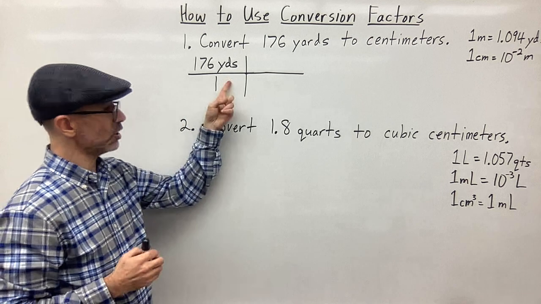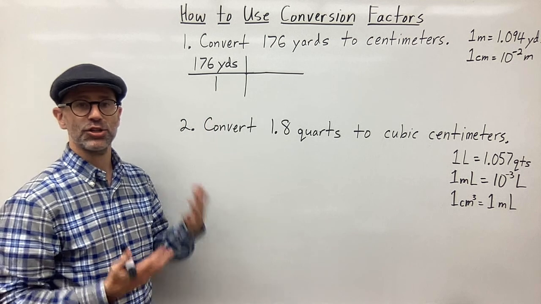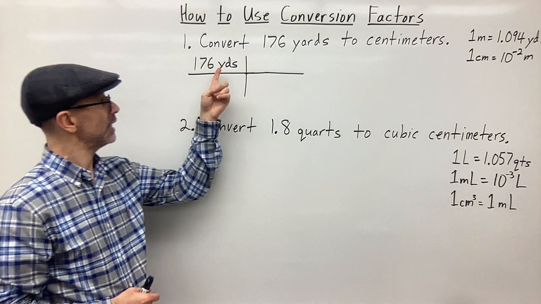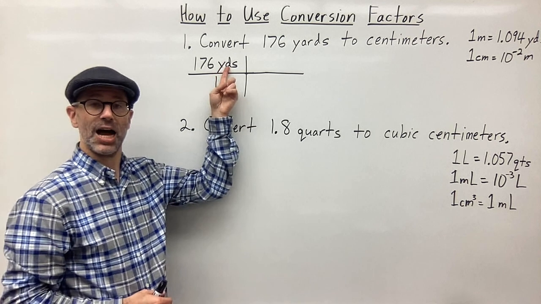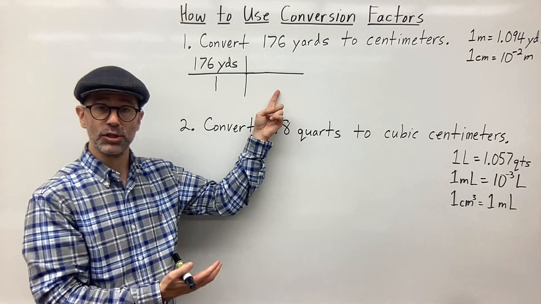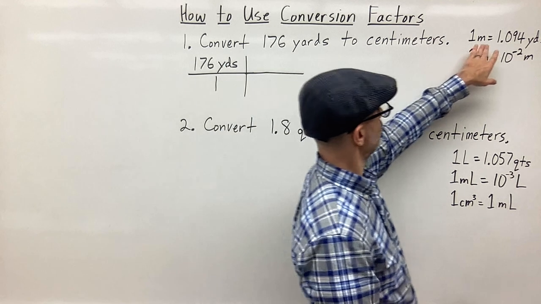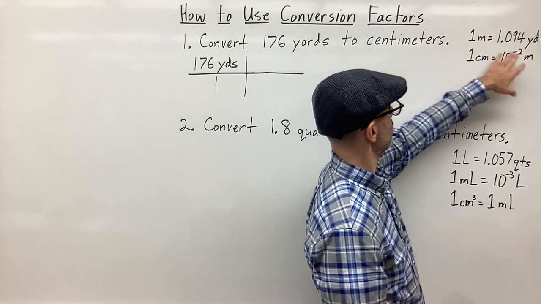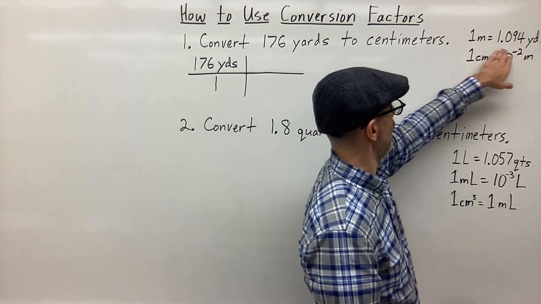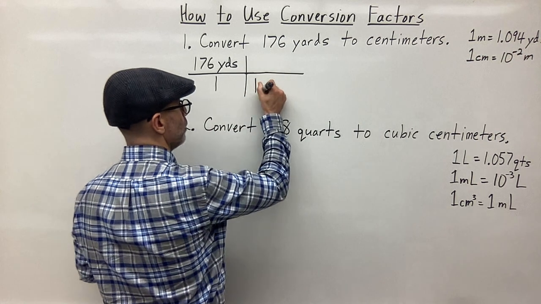So I have yards. I need to get rid of yards. Remember, when you're setting up your conversion factor, you're setting it up to get rid of the unit on top. That means that whatever unit is on top here, that unit has to be on the bottom of the following conversion factor. So I need yards down here. I have an equality with yards to meters, so I've got to use that. Since I have yards here, I'm going to put this on the bottom. 1.094 goes on the bottom.